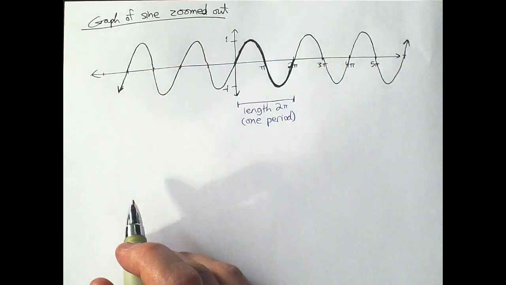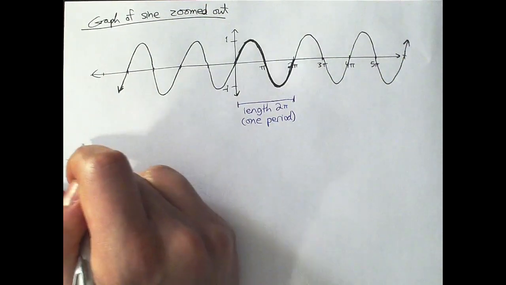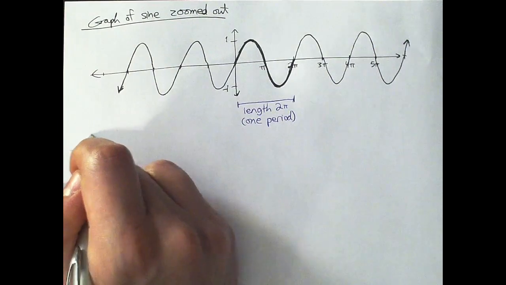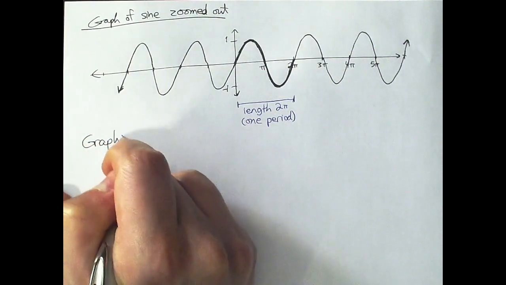Let's draw the graph of cosine. And for cosine, we're going to spend less time on it because a lot of what we just said, the same kind of ideas apply. So let's work on graphing cosine.